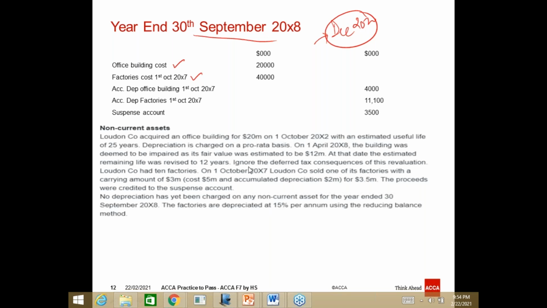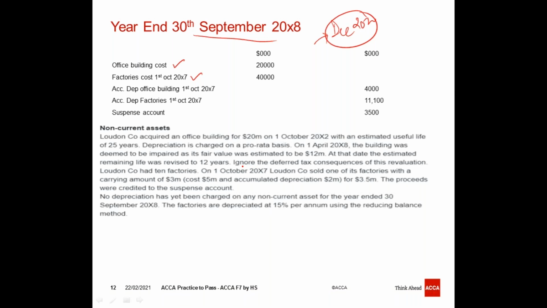Ignore deferred tax consequence. The first thing that you need to understand is that you have to ignore the factories. Now, this is a separate area that is related to the factories. Right now, we are working on the office building. Okay.